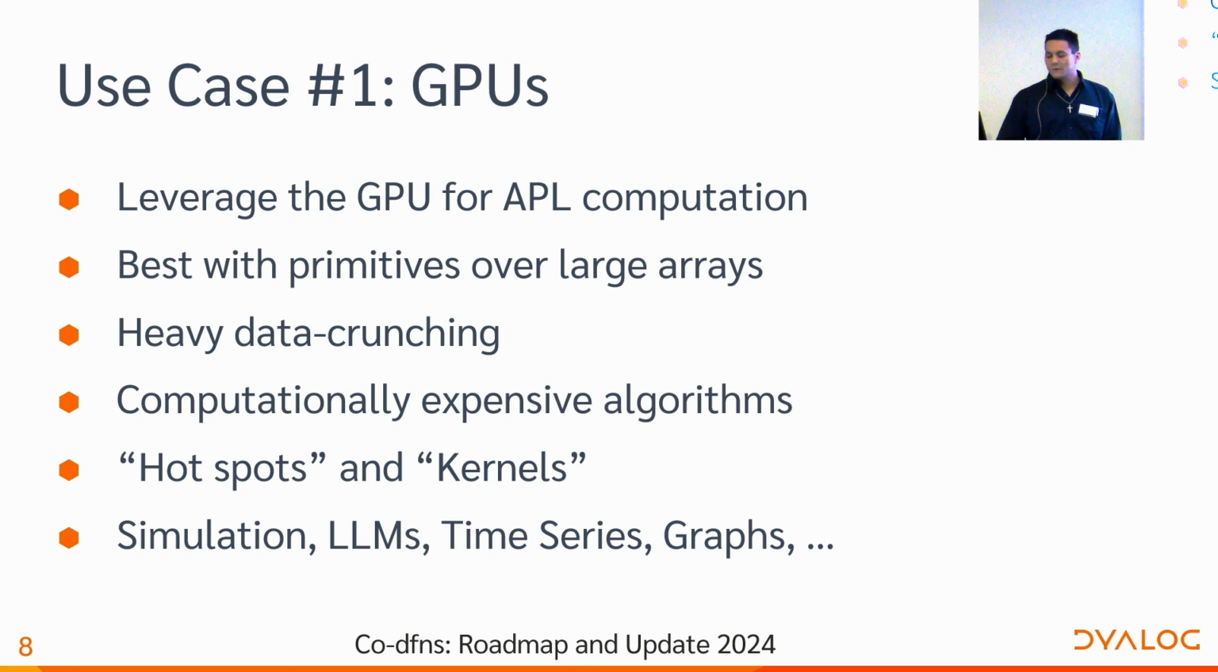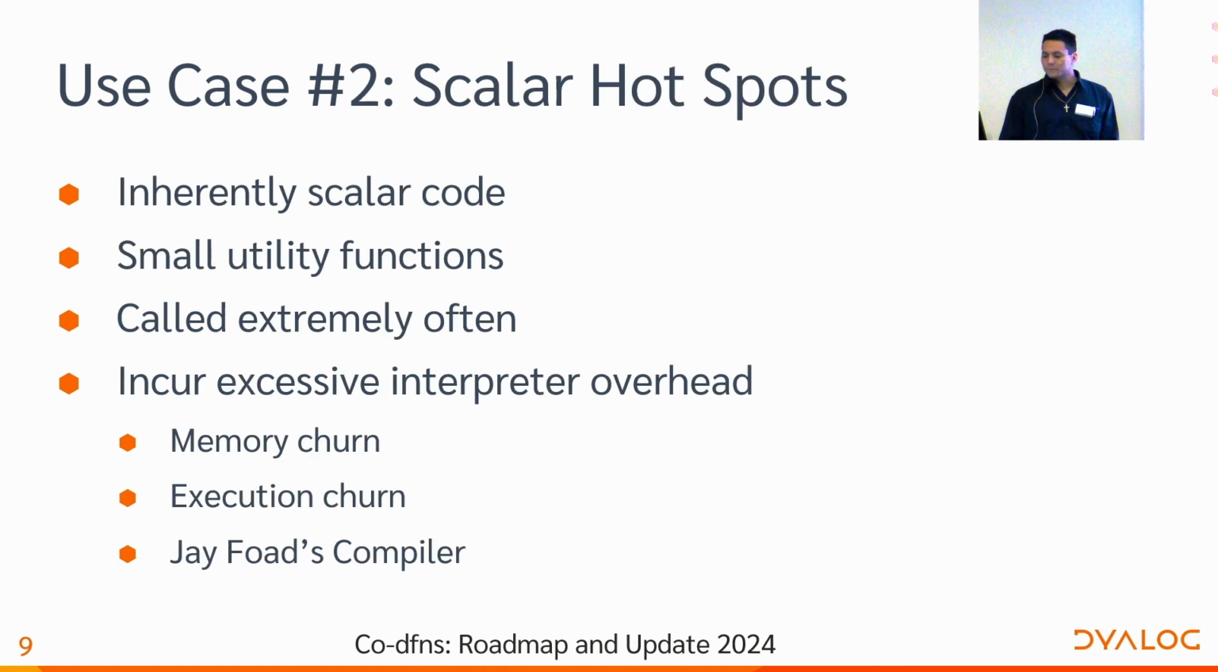Places that we've seen this work well in the Co-dfns compiler so far are things like simulations, LLMs, time series type stuff, doing graph computations. All of those are reasonable targets to think of for this GPU use case. And we've been doing that for a while, but there are also a lot of APL programs out there that are written in this very scalar style, right?